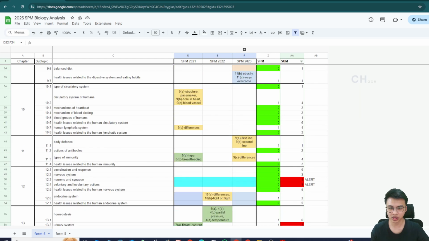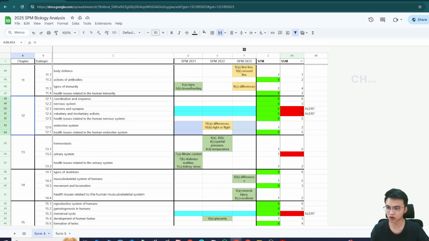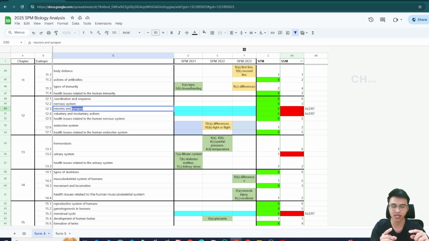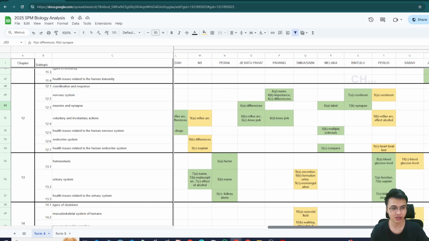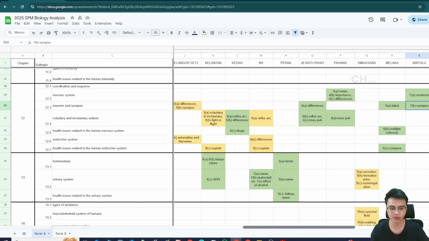Now we continue to look at another topic, which is chapter 12, involuntary actions and voluntary actions, health issues related to the human nervous system. Sorry, it should be neurons and synapse, and also voluntary and involuntary actions. None of them came up before, but in trial papers, they came out 8 times and 9 times. For synapse, you really need to know the process, like how the nerve impulse is able to go through the gap between the neurons. That is really important. Synapse came out in question 9 before, where you need to write the essay, then synapse again, and then synapse again. So you can see a lot of synapse came out in the essay questions.